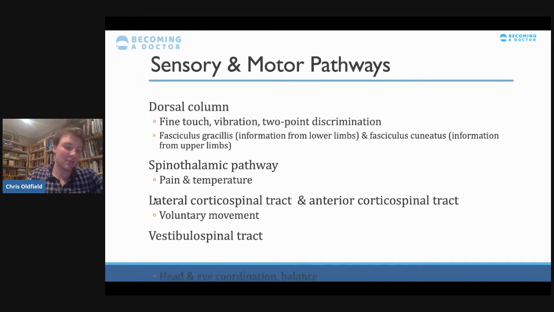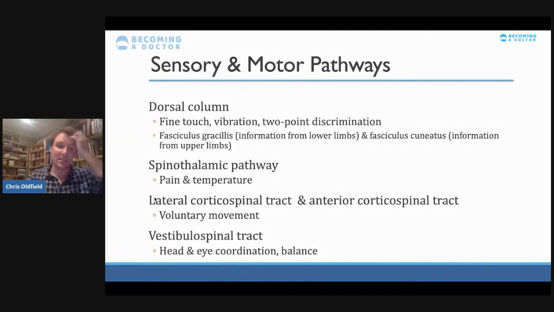Lastly, I've put in the vestibulospinal tract. Now, this is not as important. These top three are definitely the main three that you should know about. But just to be aware, there's lots of other tracts as well. So vestibulospinal is to do with coordination and balance. And for example, when I move my head to the side, that my eyes follow in the right way and the room doesn't go all dizzy, that's the vestibulospinal tract acting.